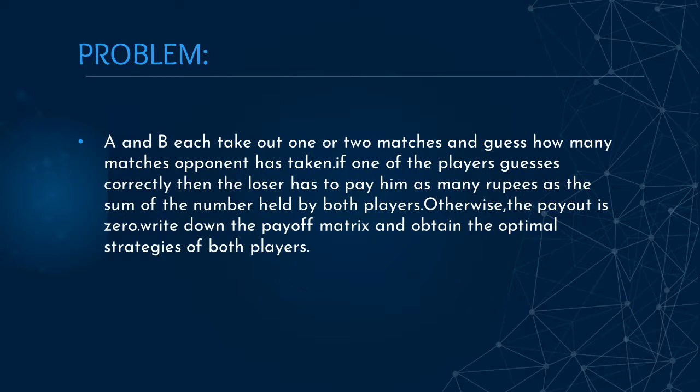Then we can see an example of game theory. The problem is that A and B each take out one or two matches and guess how many matches the opponent has taken. If one of the players guesses correctly, then the loser has to pay him as many rupees as the sum of the numbers held by both players. Otherwise, the payout is zero. Write down the payoff matrix and obtain the optimal strategies of both players.